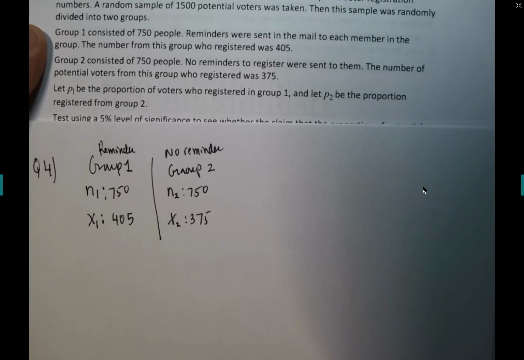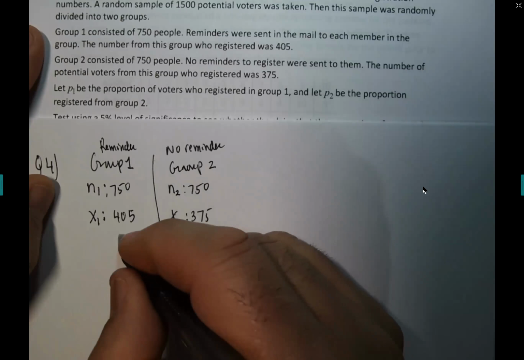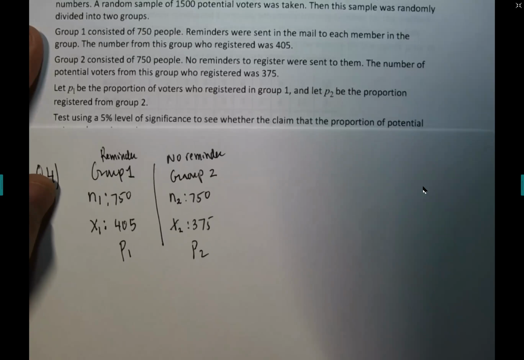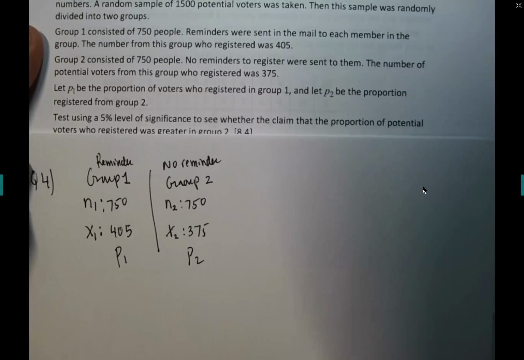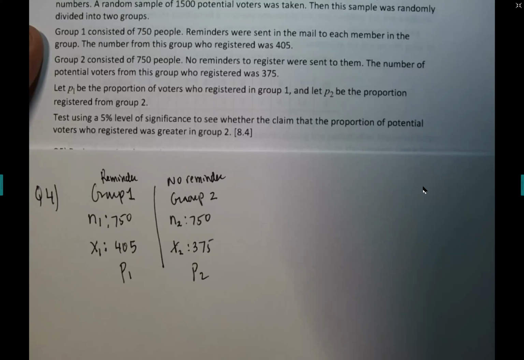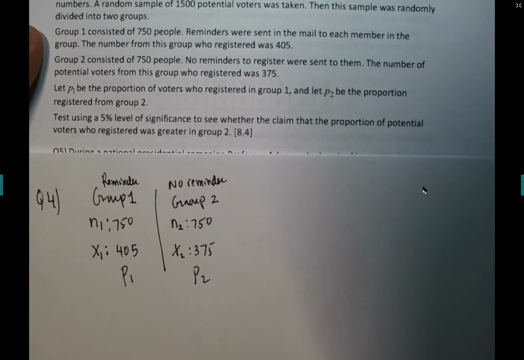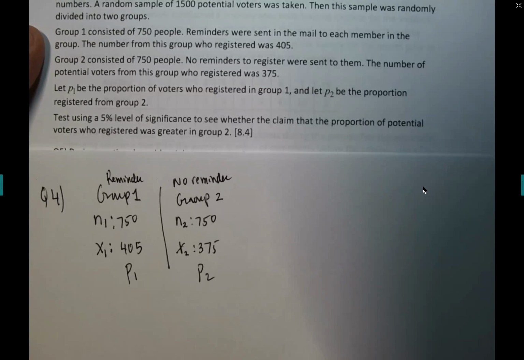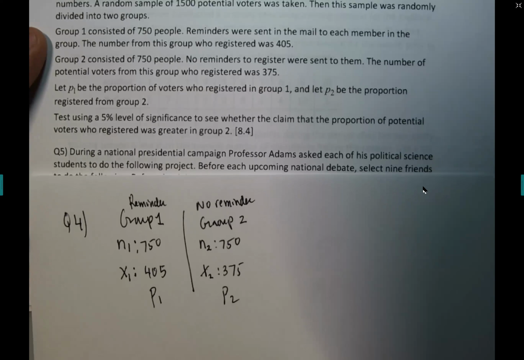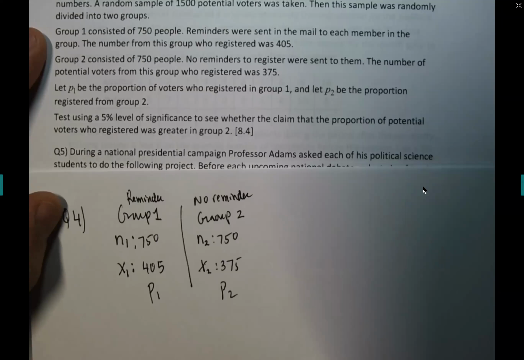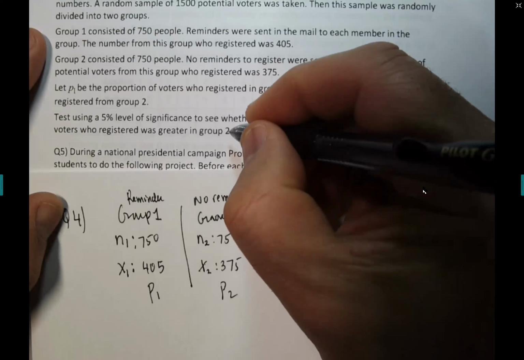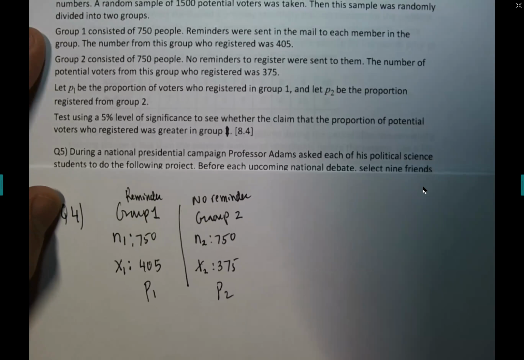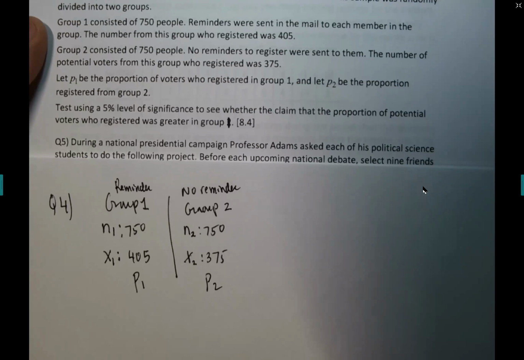Let p1 be the proportion of voters who registered from group 1, and p2 the proportion of voters who registered from group 2. Test using a 5% level of significance the claim that the proportion of potential voters who registered was greater in group 2. Sorry, was greater in group 1, not in group 2. Okay, in group 1. That was a mistake from my side.